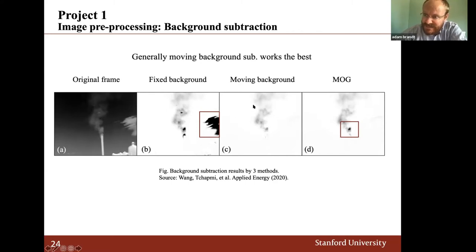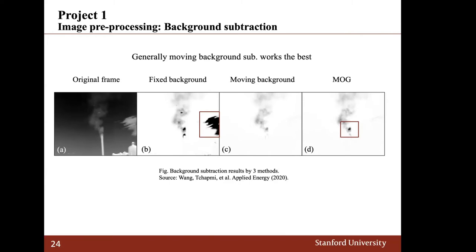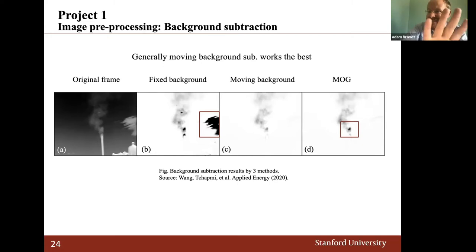Moving background basically says, I'm going to average the last 10 frames, subtract that from the current frame, and that's going to subtract out anything that's static, and the only thing that will appear is what's moving. A mixture of Gaussians is the right one. That's a standard background subtraction technique from the literature. Both moving background and mixture of Gaussians, as you'll see, work pretty well. Fixed background doesn't work very well, and you need a static image with no plume beforehand to train the background out. And so we don't think that works very well. So moving background or a mixture of Gaussians work well with a static camera, caveat. So we'll get back to that.